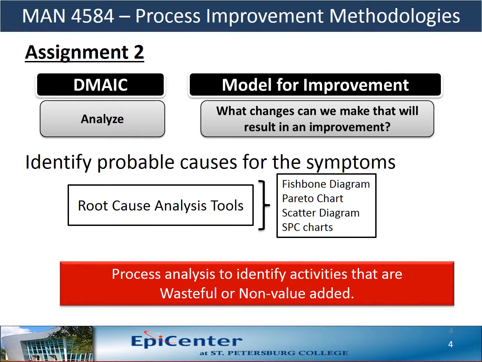The process you selected requires some improvement. You might see some symptoms of inefficiencies and you want to address them. The objective of this assignment is to identify probable causes of those symptoms. There are many tools that can be used to arrive at root cause. The output of this assignment is the identification and documentation of waste seen in your process.